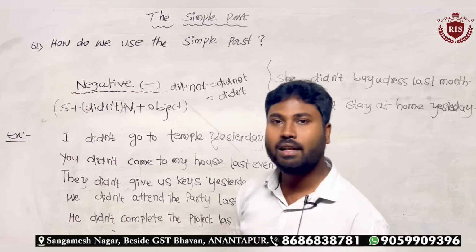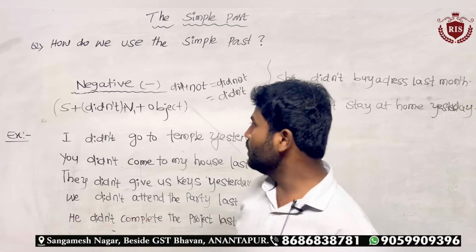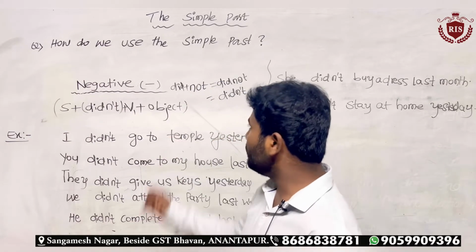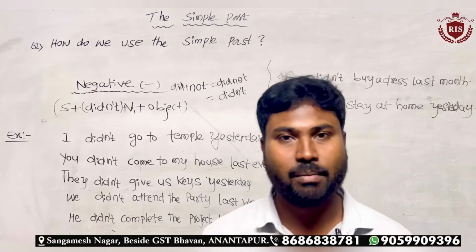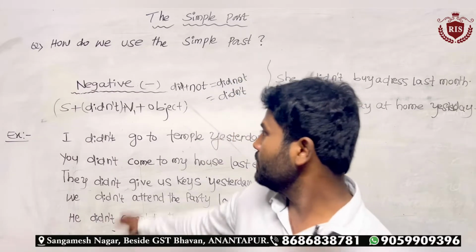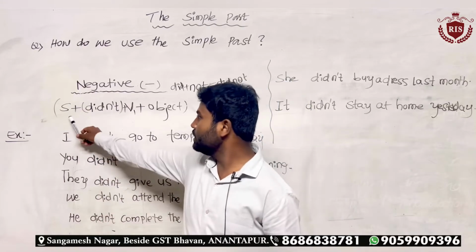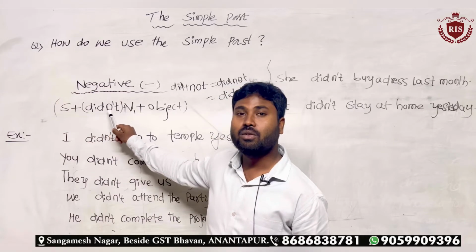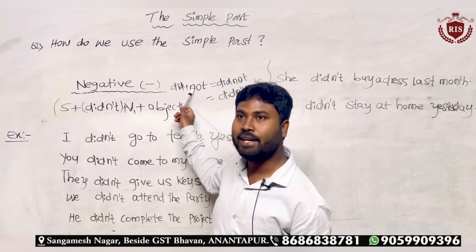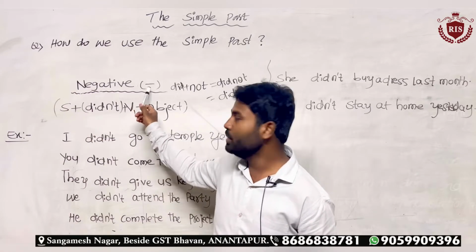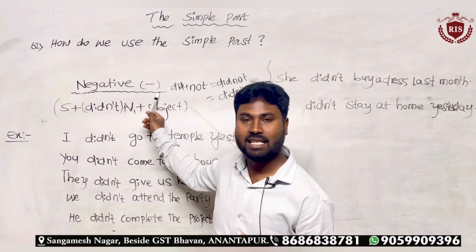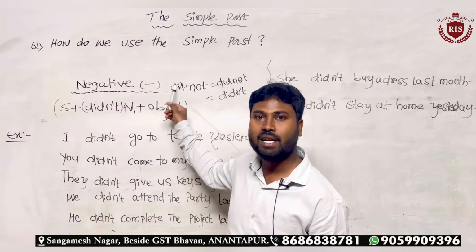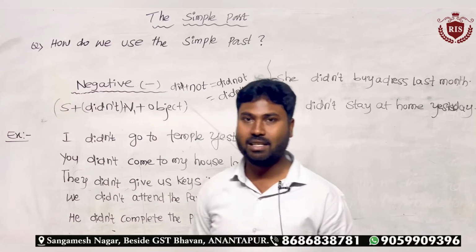Now let us look at the formula. What is the formula to frame the negative sentence in the simple past? Look at the board, I have written the formula here. First, subject plus didn't. Why did we take didn't? I have explained that we add not to the auxiliary did in the simple past to frame a negative sentence. So did plus not becomes did not. The contractive form of did not is didn't.